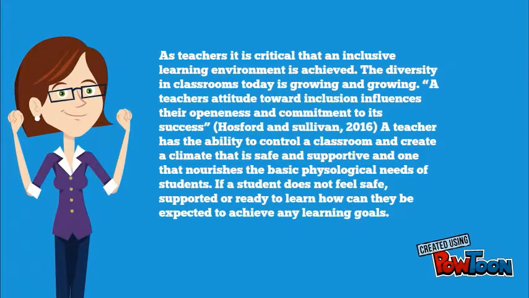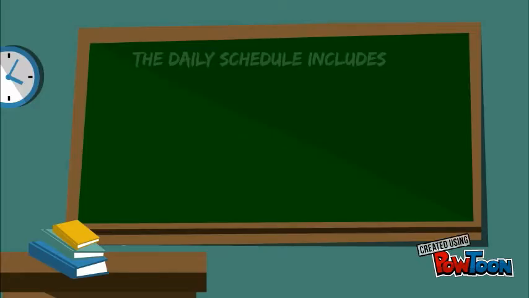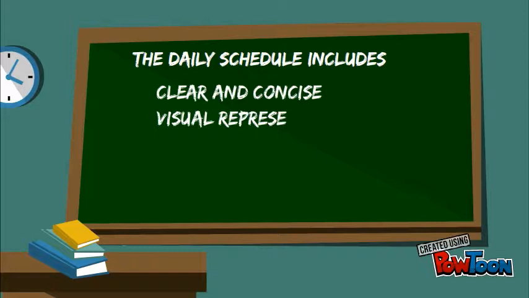A teacher's attitude towards inclusion influences their openness and commitment to its success. A teacher has the ability to control a classroom and create a climate that is safe and supportive and one that nourishes the basic psychological needs of students. The schedule created places all students in the class on an equal level. The schedule allows for clear, concise visual representation of how the day in the classroom will be played out. For many students with autism, ADHD and anxiety, the unexpected changes in schedules or unexpected events can cause distress.